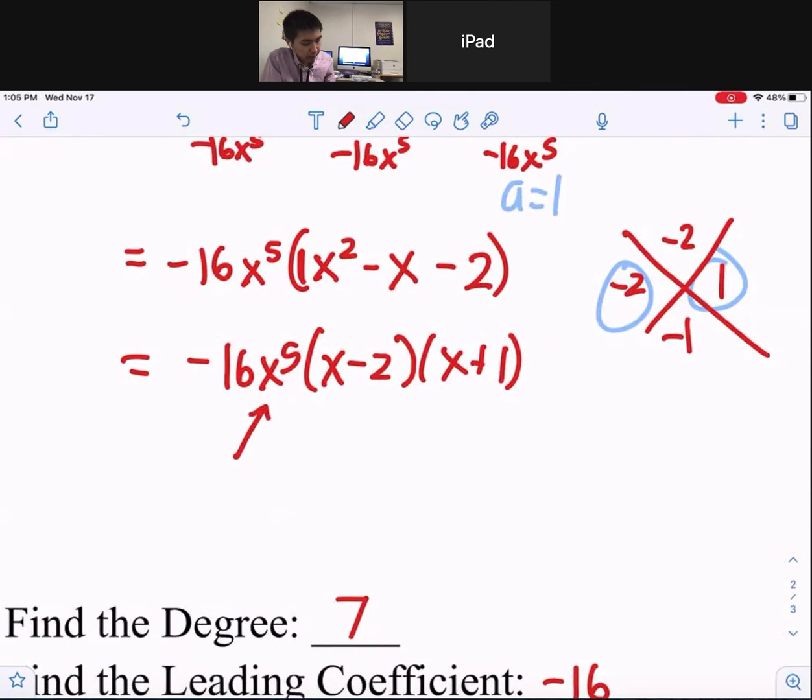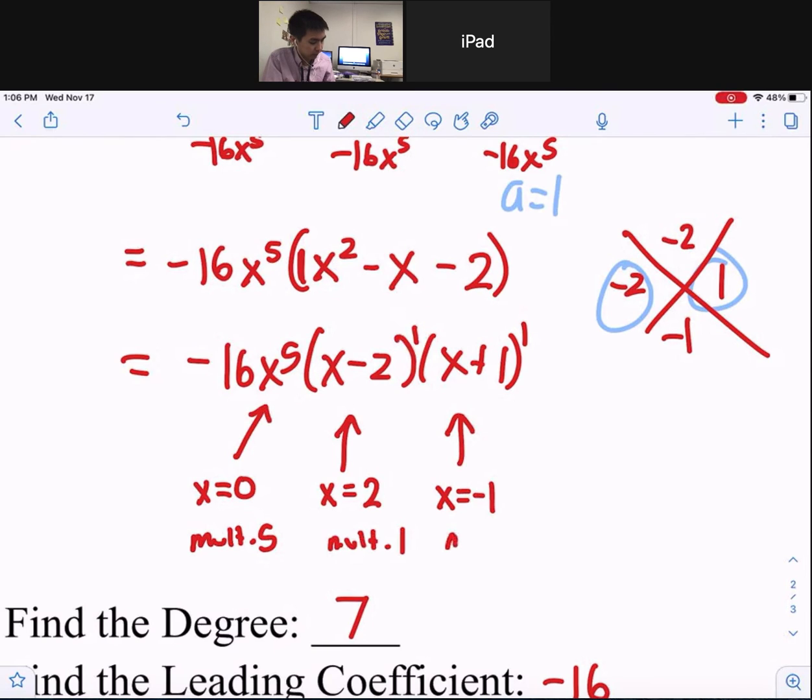What value of x will make that factor 0? If x was equal to 0, 0 to the 5th power is 0. 0 times negative 16, 0. What value of x would make that become 0? If x was equal to 2, 2 minus 2, 0. What value of x would make that 0? Negative 1. Negative 1 plus 1, 0. And those are both degrees of 1. Okay, so multiplicity of 5 based off that degree. Multiplicity of 1 based off that degree. Multiplicity of 1 based off of that degree.